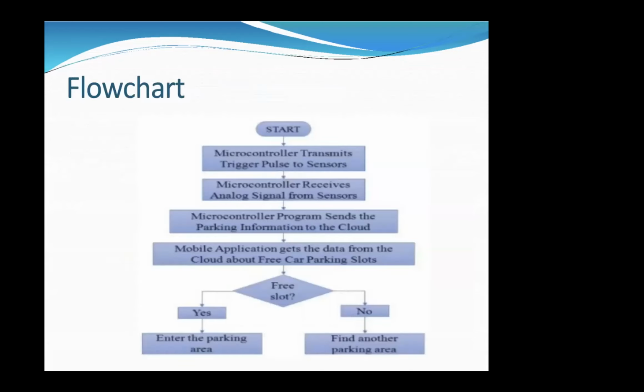Coming to the flowchart. In the very first step, the microcontroller transmits a trigger pulse to the sensors, and those transmitted pulses will be received by the controller, which receives the analog signal from the sensors. In the next step, the microcontroller program sends the parking information to the cloud, and after that, the mobile application gets the data from the cloud about whether free parking slots are available or not.